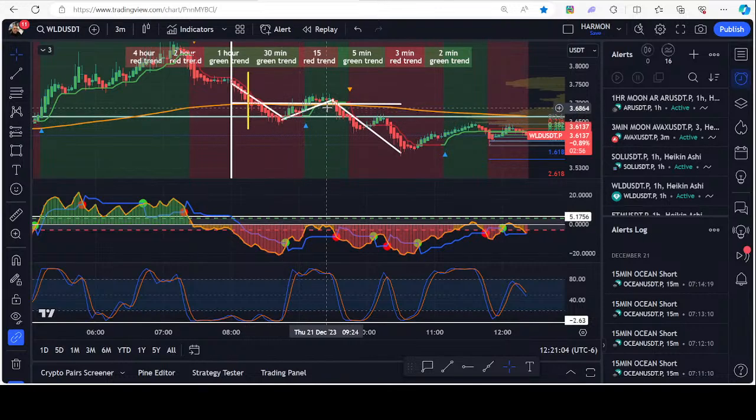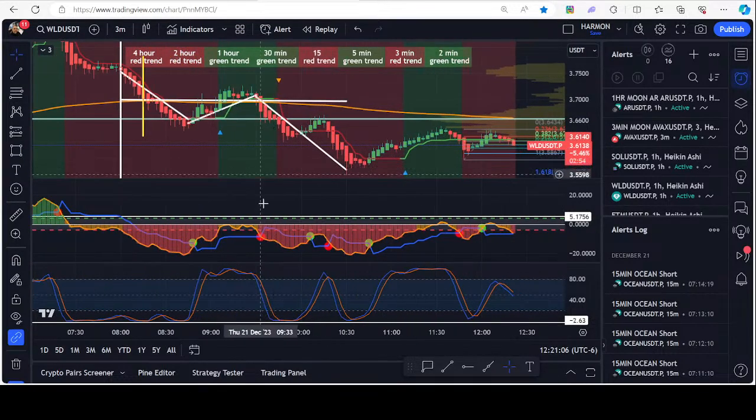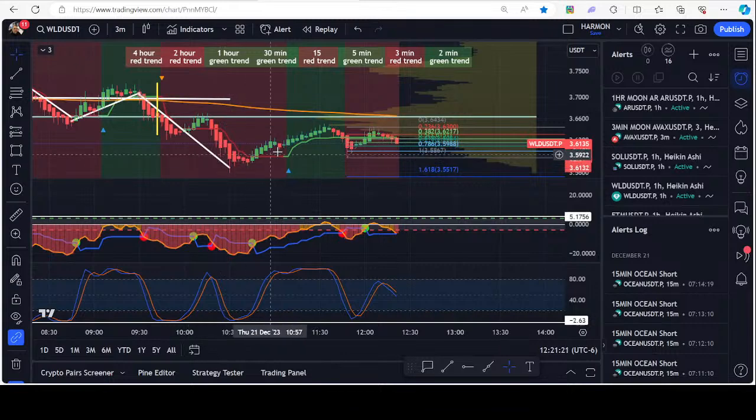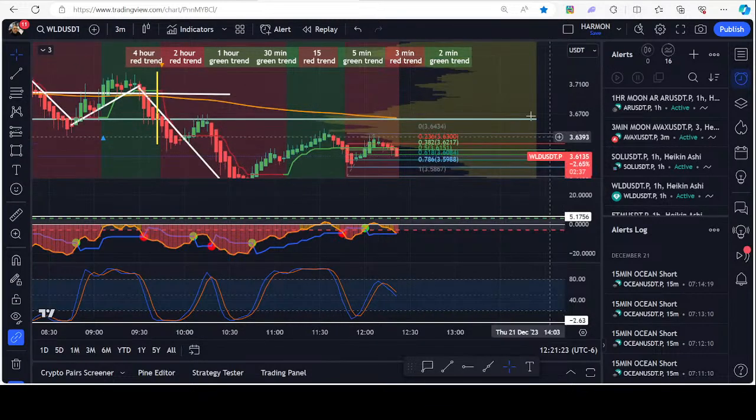Now the second trade comes back up. It's the same scenario: 3-minute red moon, 3-minute red trend. So this would be another particular trade that would have come in here. 3-minute moon, 3-minute trend, and that would be that next pullback that happens. So now on this next move here, you should be lying.